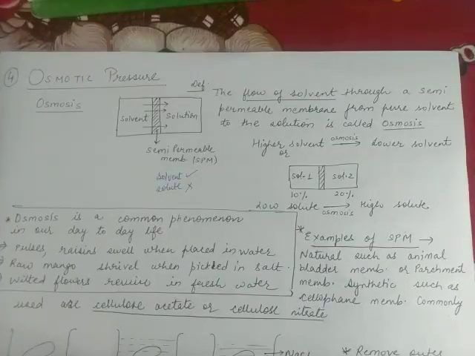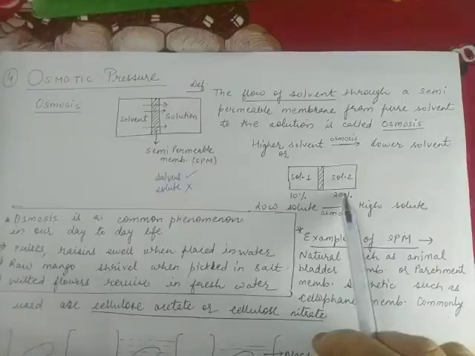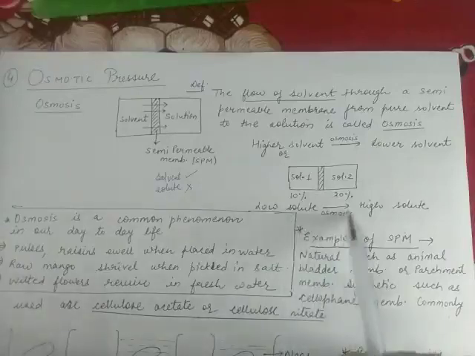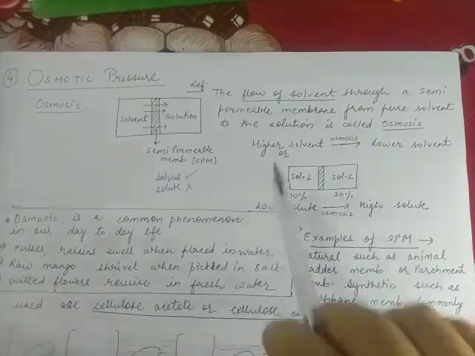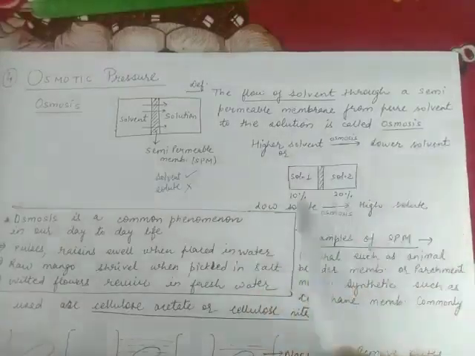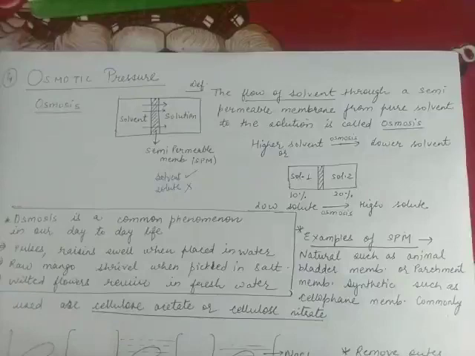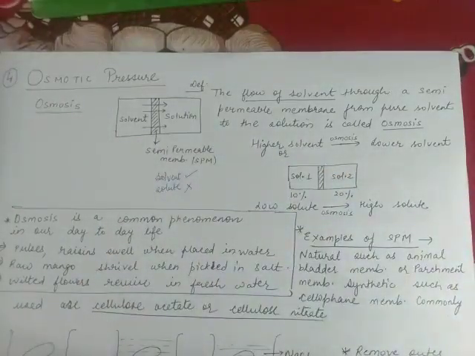Now what is the direction of osmosis? Higher solvent to lower solvent. So here 90 gram water is there, so 90 to 80. This will be the direction of osmosis. Or we can say, in terms of solute, if someone asks what is the direction of osmosis, lower solute to higher solute. So higher solvent to lower solvent, or lower solute to higher solute, is the direction of osmosis. So this is a brief description of the phenomenon of osmosis.